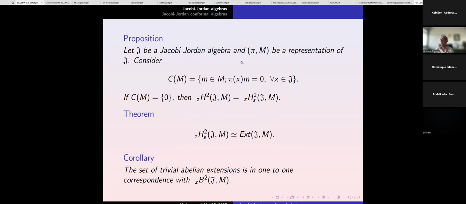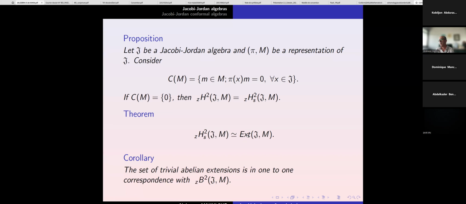Then one observation here: if P is a representation, we consider the set Cm of all elements of M such that P_x m is 0 for any x in G. Then if Cm is reduced to 0, in this case the second cohomology defined in general, zigzag cohomology, of course, is the same as symmetric cohomology, zigzag cohomology here.